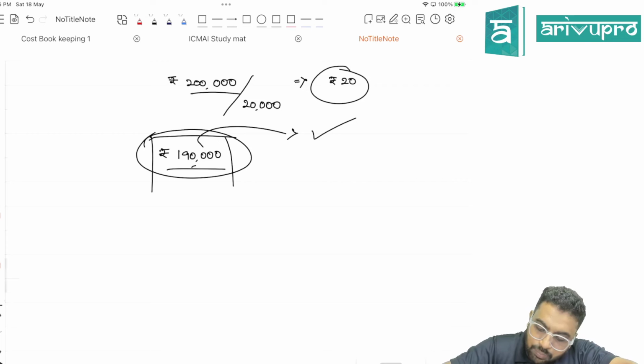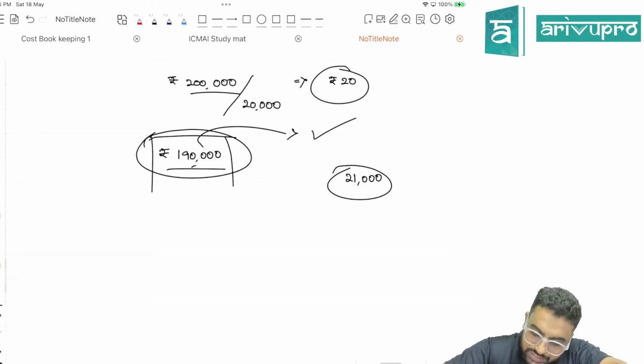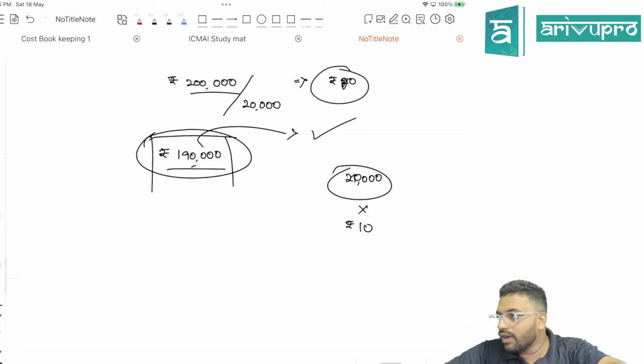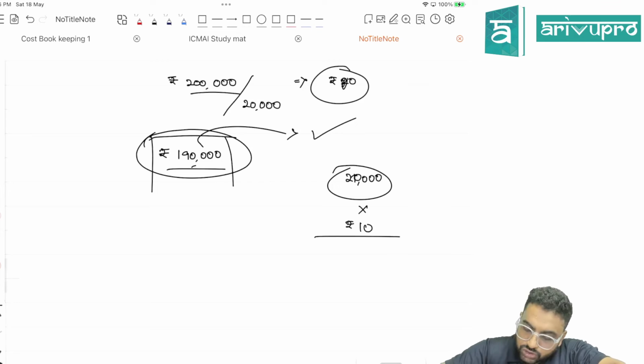Let's say during the period I produced 20,000 units only. We'll keep it simple. I already have a predetermined rate of rupees 10. So it comes to rupees 2 lakh.